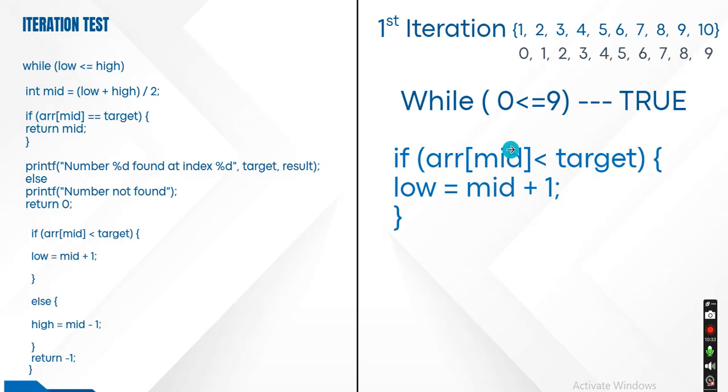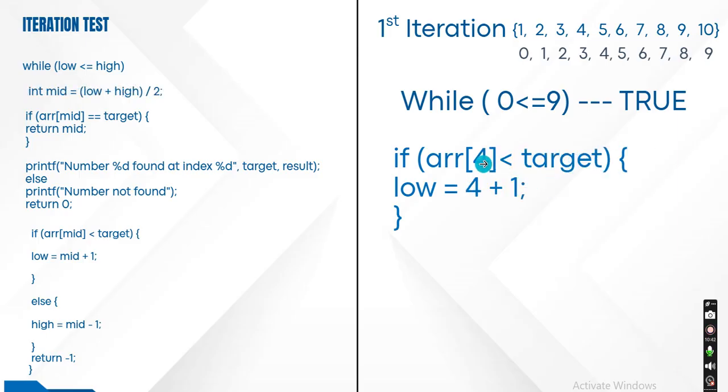Now, is array of mid less than target? Remember, array of mid is... array of index 4, the value is actually 5. Target is 7. Is 5 less than 7? That is correct. So what is going to happen?